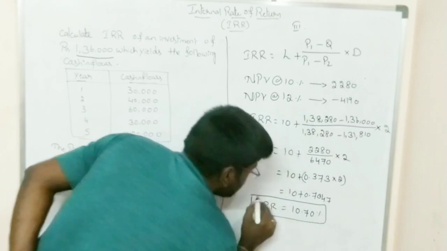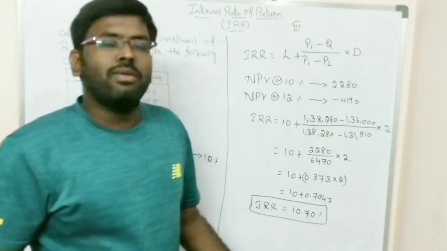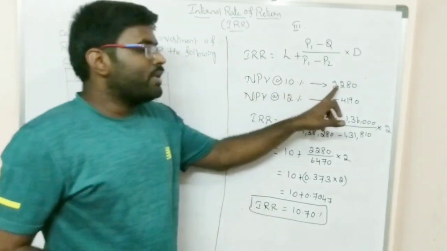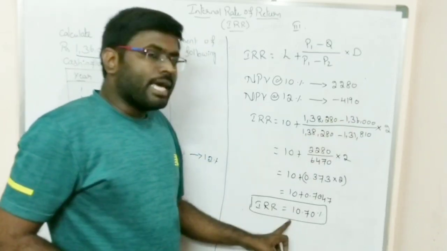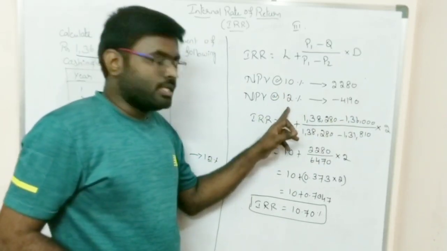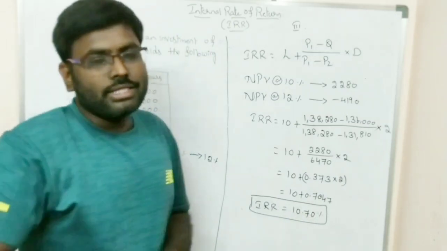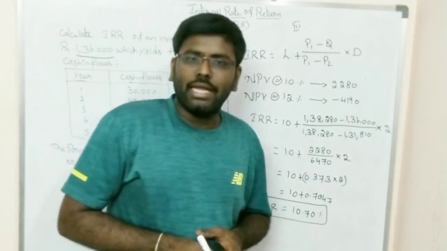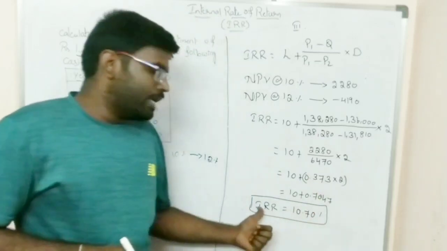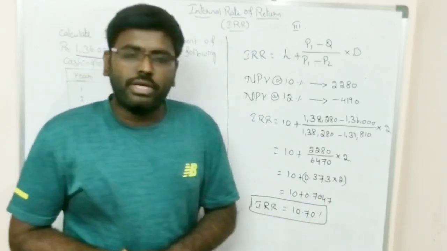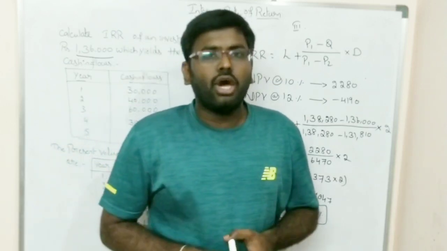This means at the rate of 10.70 the NPV value will become 0. At 10% we are getting a positive value, at 12% we are getting a negative value, so the IRR will be between 10% and 12%. At the rate of 10.70 you will get the NPV as 0. That is the concept of IRR: the rate at which NPV becomes 0. So this is how we go about calculating the internal rate of return.